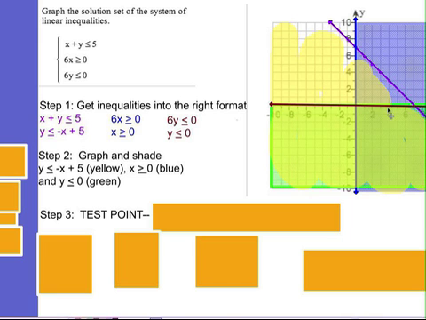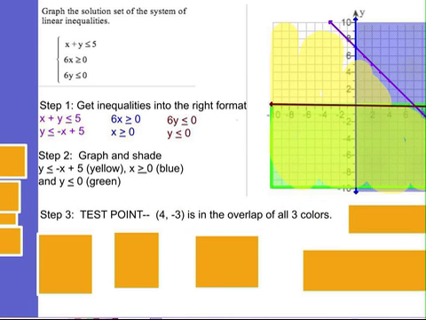So I'm going to pick a test point. In this case, I picked 4, -3. Again, you could have picked any point in this region right here. I made x 4 and y -3. So I'm going to plug that into all three of my inequalities.